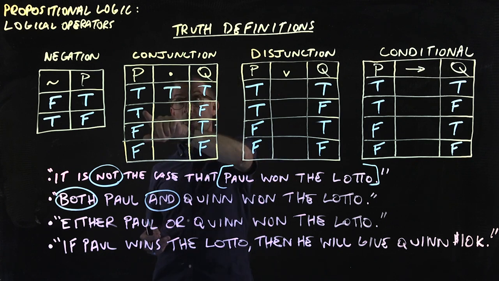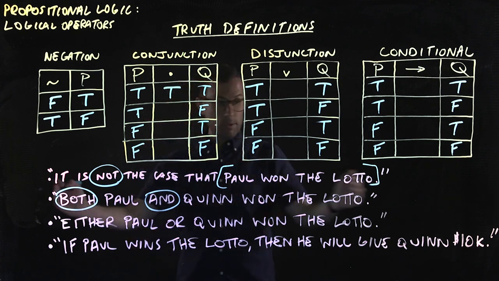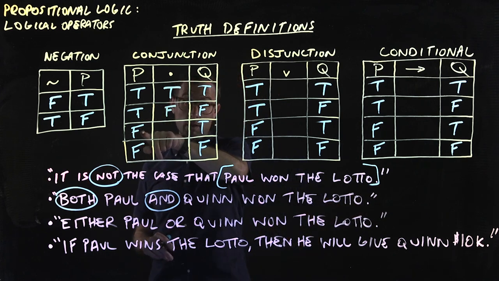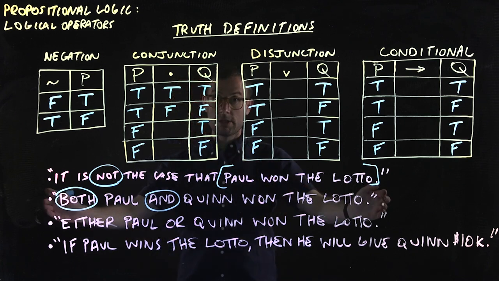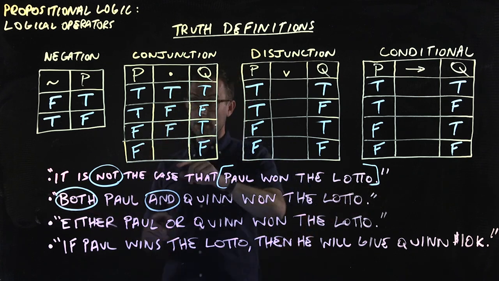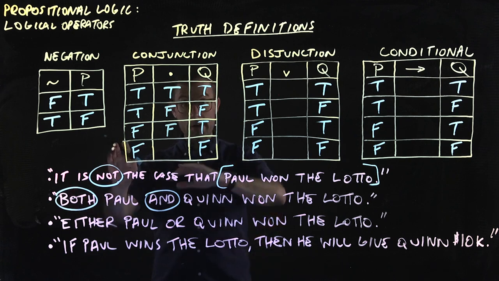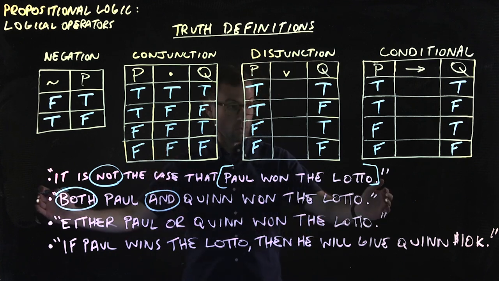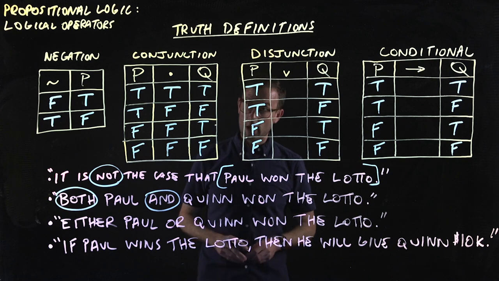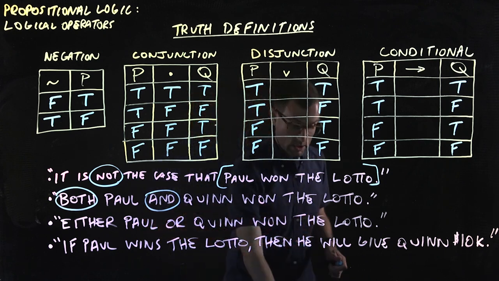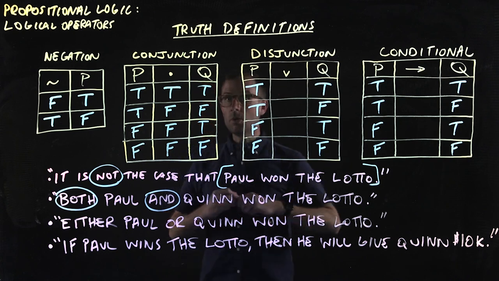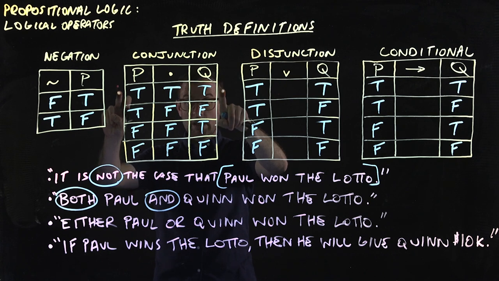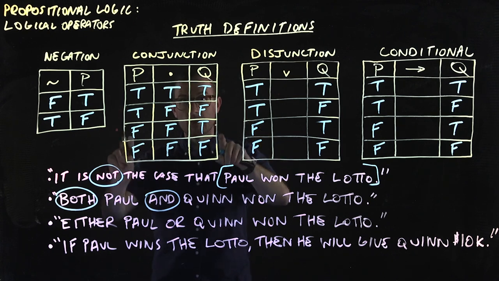Now, if it was true that Paul won the lottery but Quinn did not, that would be a false conjunction. Similarly, if it's false that Paul won the lottery, yet Quinn did, this would not be a true sentence. So that would be false. And finally, if it is false that Paul won the lottery and it's false that Quinn won the lottery, that too would be a false sentence given what is expressed here. So something to keep in mind with conjunction, just looking at the truth definition, there's only one circumstance when a conjunction is true: when both parts of the conjunction are true. Otherwise, the conjunction is false every time.